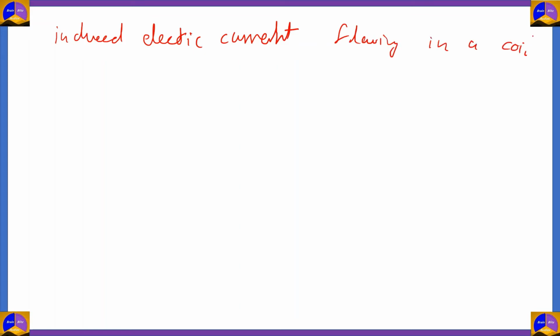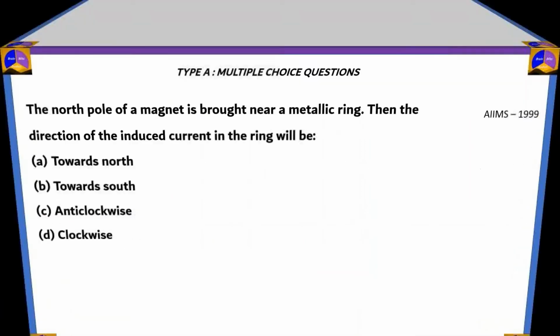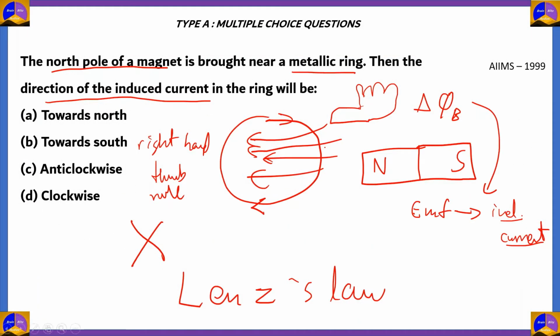So what exactly is Lenz's law? Lenz's law states that the induced electric current flowing in a coil is in the direction such that it opposes the change in flux. So therefore, if the current goes clockwise, then there is no opposition towards the change in magnetic flux.